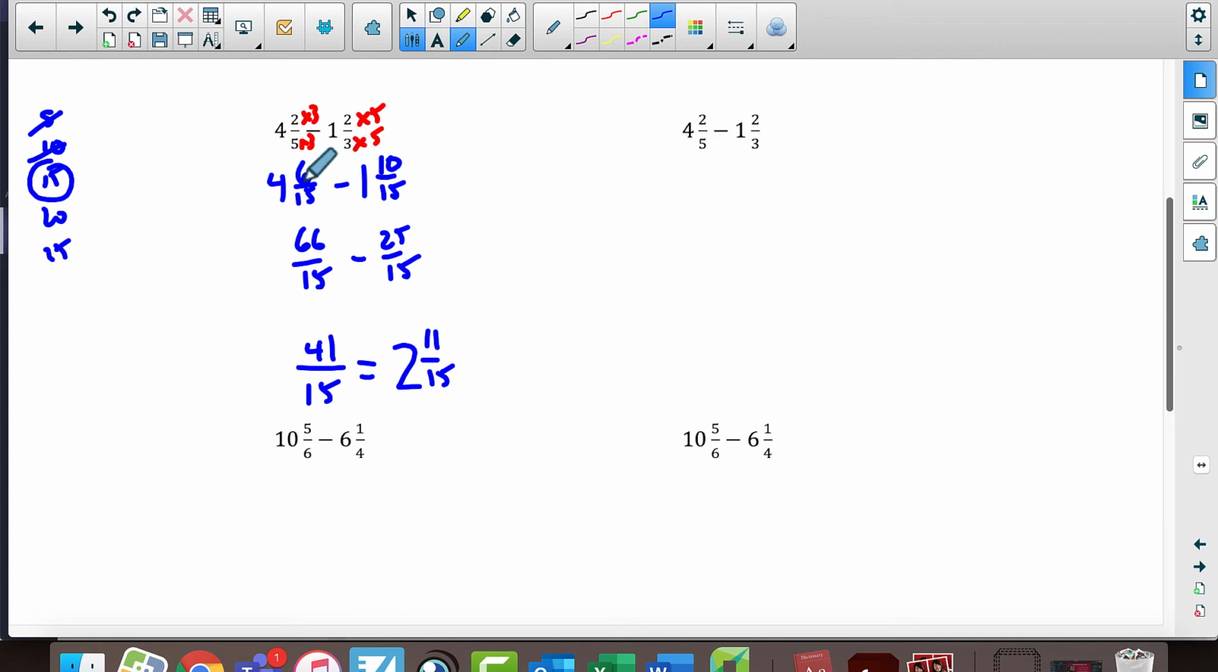Okay, how would you do it my method? Well, the first thing you do is exactly the same thing you did here. You'd find the common denominator, you'd switch it, you'd get your 4 and 6/15 minus 1 and 10/15.